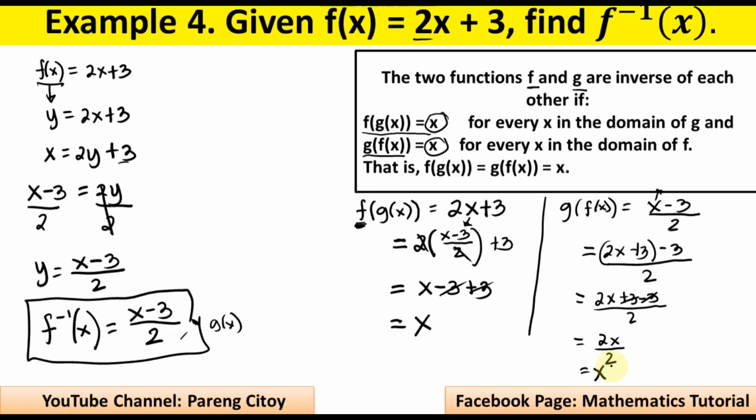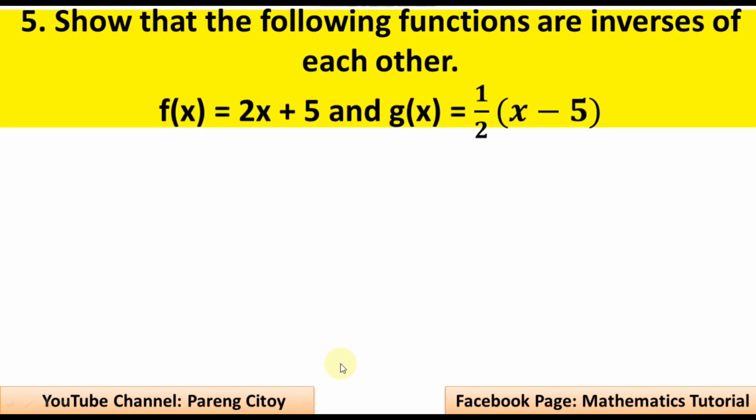2x divided by 2, so that is x. So the two functions are inverse since f of g of x equals x and g of f of x equals x. Okay, so this one, so 2x plus 3 and x minus 3 over 2 are inverse because the result of its composite function is x, ito x, and this one x. Okay, next, another example. Okay, show that the following functions are inverse of each other. So we will find if these two functions are inverse. So tingnan natin.